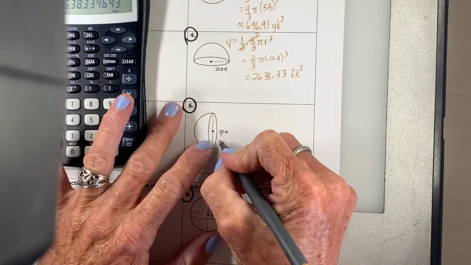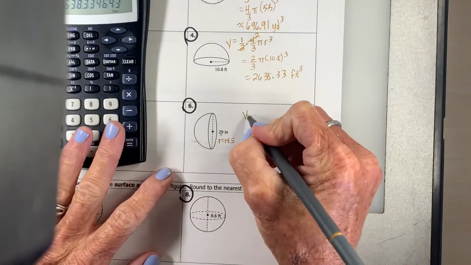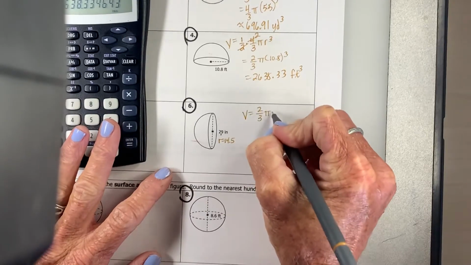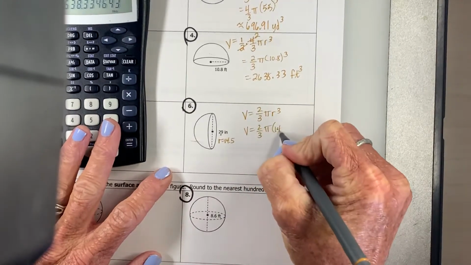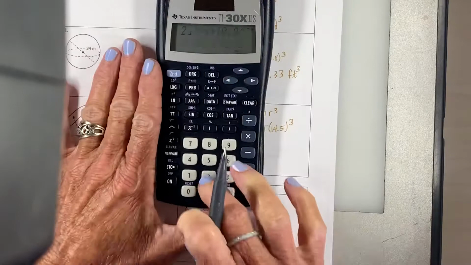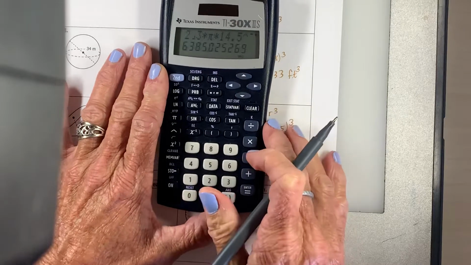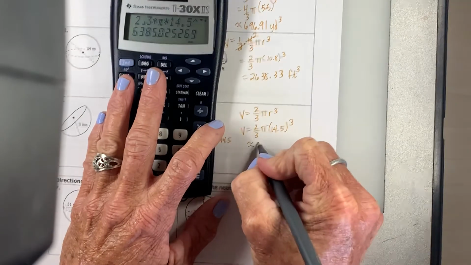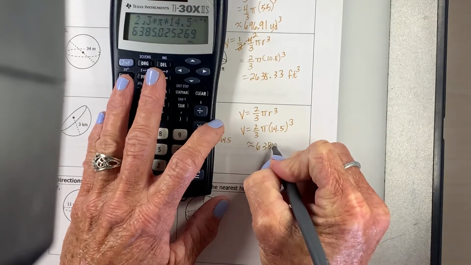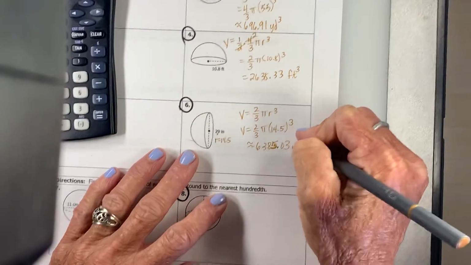Once again, it's a hemisphere, but we've been given the entire diameter, so the radius is going to be half of that, or 14.5. And it's a hemisphere, so we'll just go ahead and say that this is the formula we're going to use to find the volume. So it's 2/3 pi times our radius cubed. 2/3 times pi times the 14.5 to the third power. So we have 6,385.03, and our units are inches.